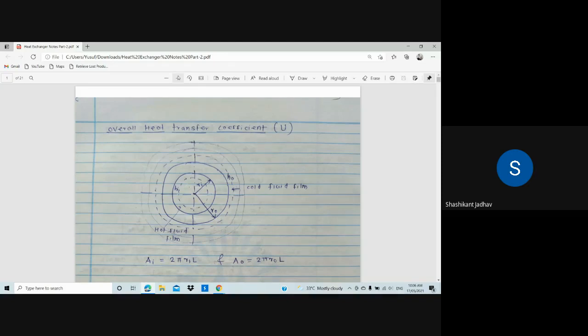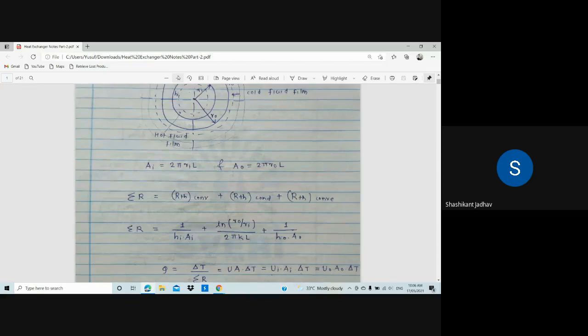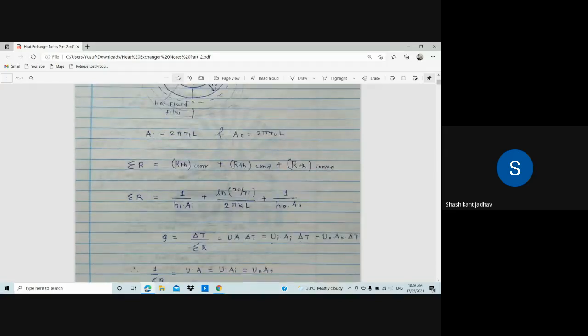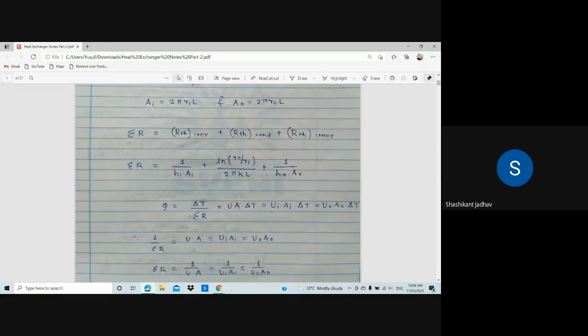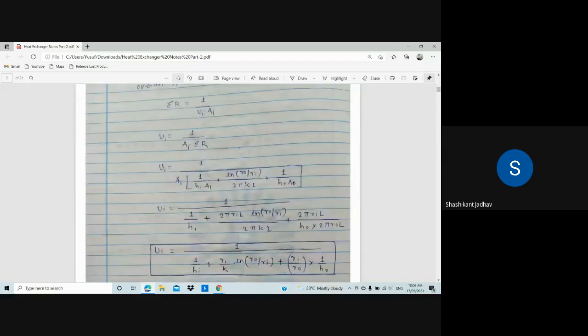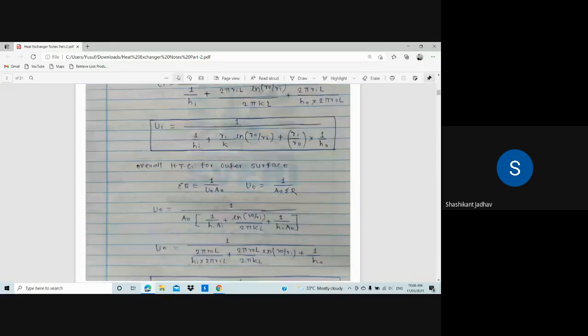From that equation we have written the equations for the different overall heat transfer coefficients: overall heat transfer coefficient for the inner surface and for the outer surface. We derived the equation for the inner surface, that is UI is equal to 1 upon HI plus RI by K ln of RO by RI plus RI upon RO into 1 upon HO. So this is the UI, the overall transfer coefficient for the inner surface, and similarly we calculated the value of the overall transfer coefficient for the outer surface, that is UO.